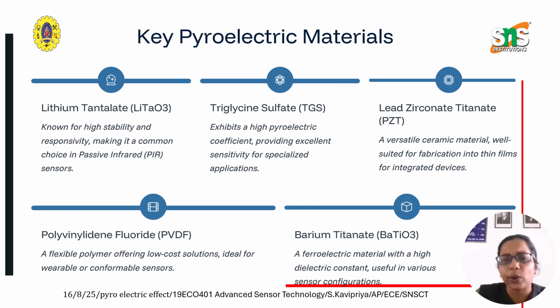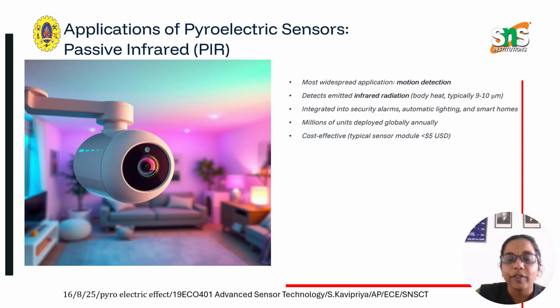What are the key pyroelectric materials? It can be lithium tantalate, triglycine sulfate, lead zirconate titanate, polyvinyl fluoride and barium titanate, based on the application used. And finally, the application of pyroelectric sensors. The most widespread application is motion detection. Here a passive infrared sensor is used for detecting persons or animals. Mainly it is used for surveillance.